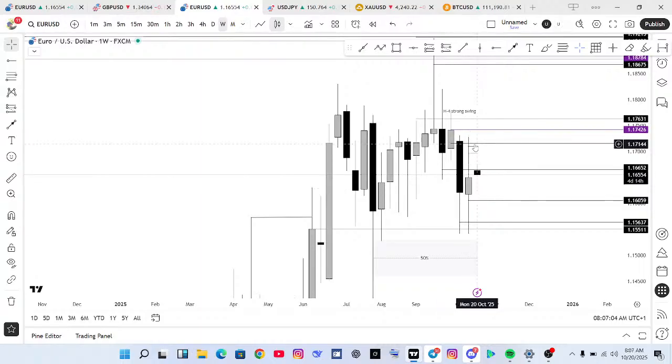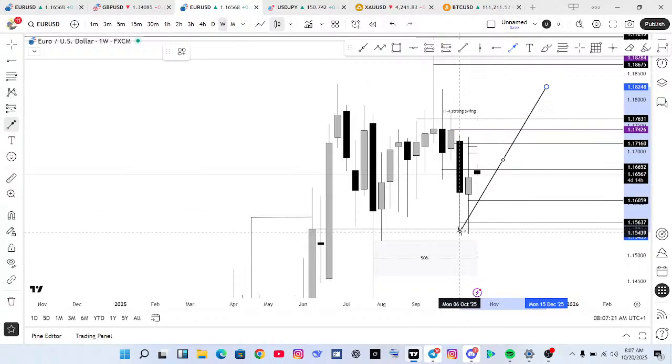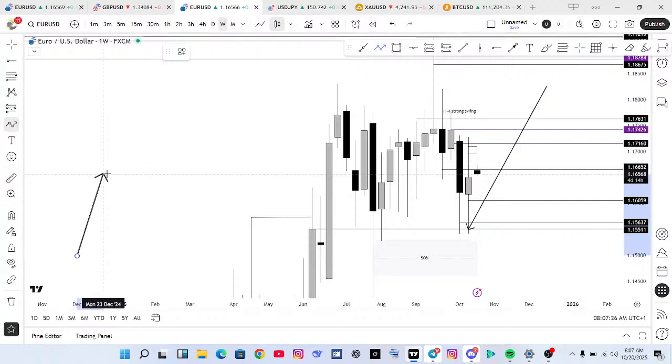So what are we expecting next? After price has taken out all the internal range liquidity and tapped into this key level, I'm expecting this week to go a bit up and come down to do what? Take out the external range liquidity. See, the market moves like this.